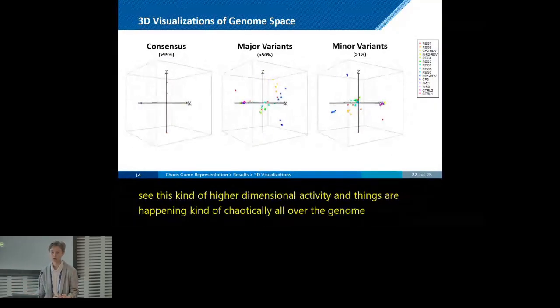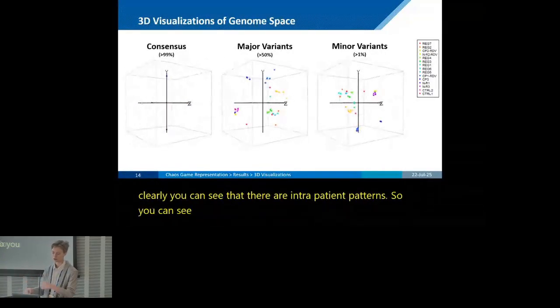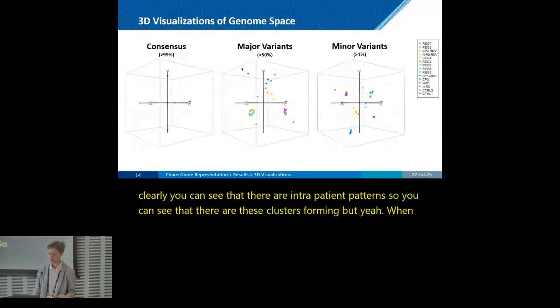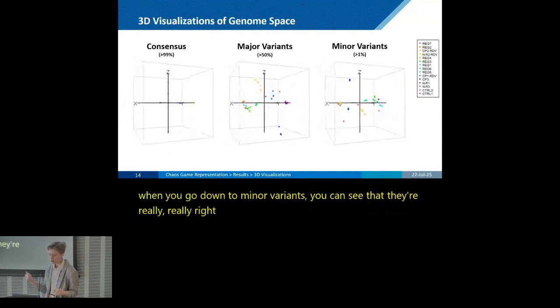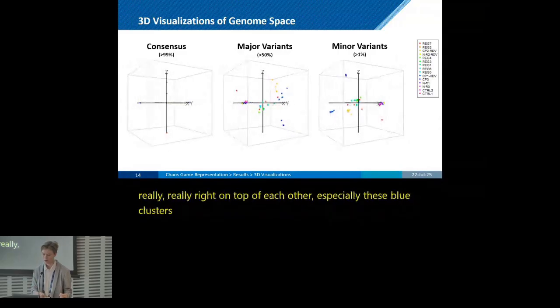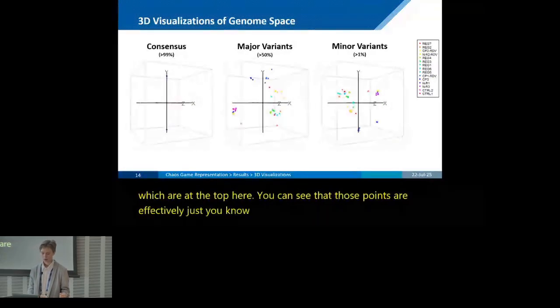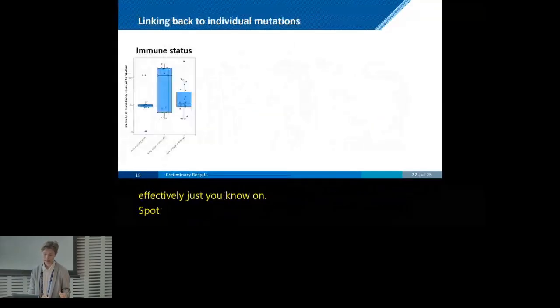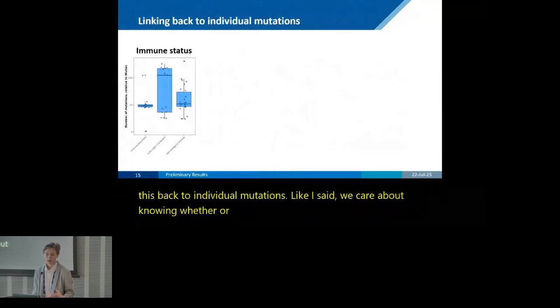But very clearly you can see that there are intra-patient patterns. You can see these clusters forming. And when you go down to minor variants, you can see that they're really, really right on top of each other, especially these blue clusters at the top here. Those points are effectively on the same spot. So the work that we have yet to do is to actually link this back to individual mutations. Like I said, we care about knowing whether or not the immune status or the specific treatments have an impact.